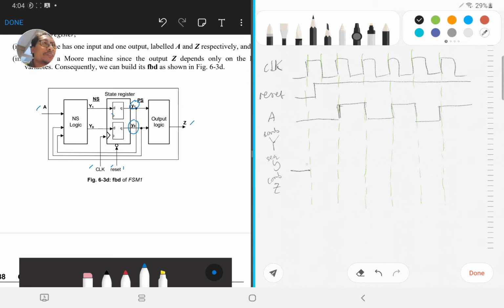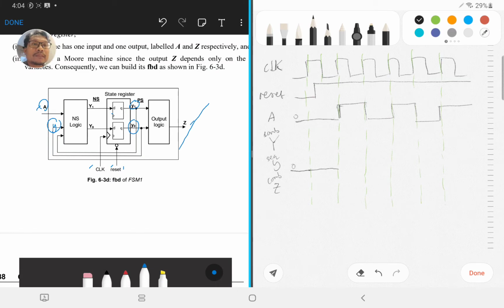Small y is 0, and then we can see that at this edge of the clock the reset is 0. Then we can say that the y will go 0 all the way. Now let's look at the big Y. The big Y depends on A and the small y. So what is the value of A and small y? Here is 0, and here is also 0. If both are 0, then what should be our big Y?